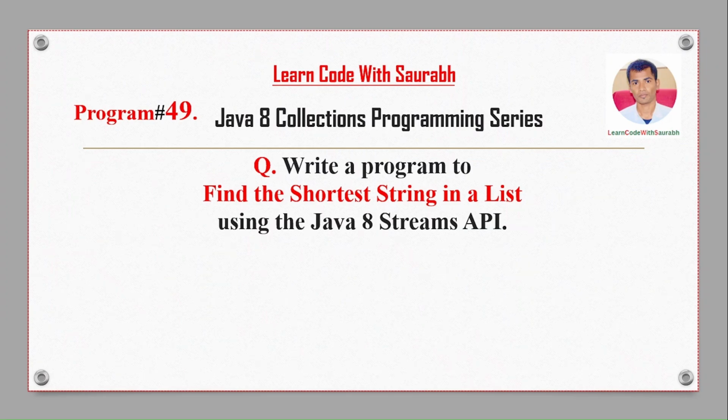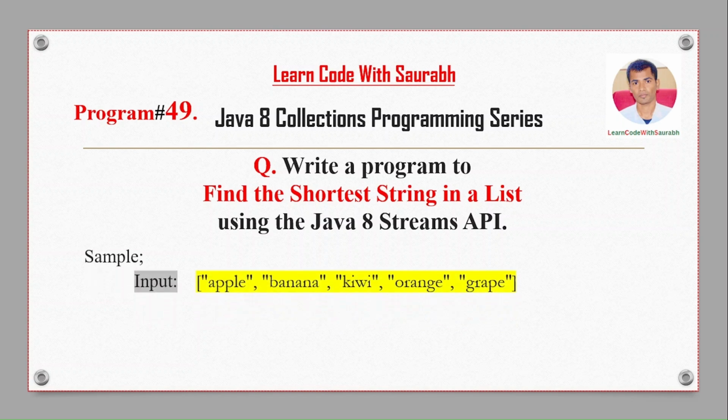Today I am going to solve a program to find the shortest string in a list using the Java Stream API. In this program, we will take some input, a list of strings: apple, banana, kiwi, orange, grape. According to that list, you can identify the length of each string. Kiwi has length 4, so we will get the output: shortest string in list equals kiwi. Now I'm going to create a class where I will implement the logic to get that result.